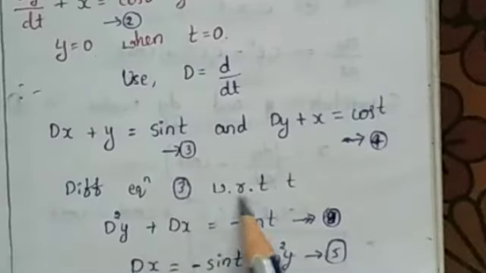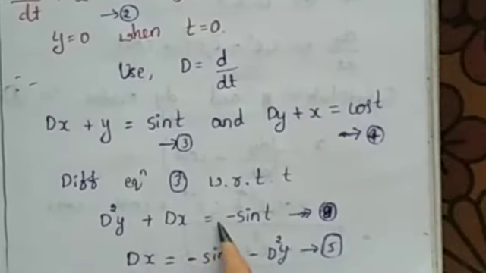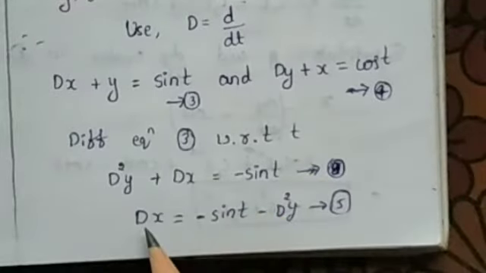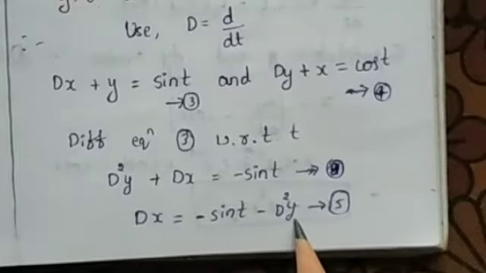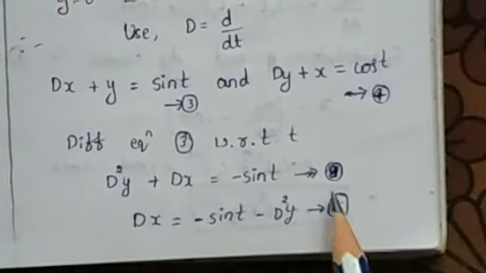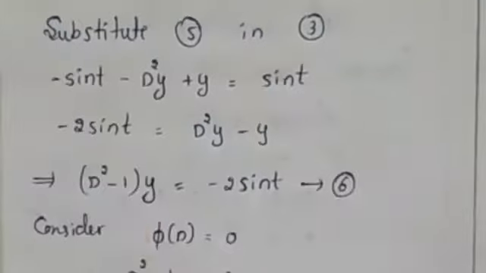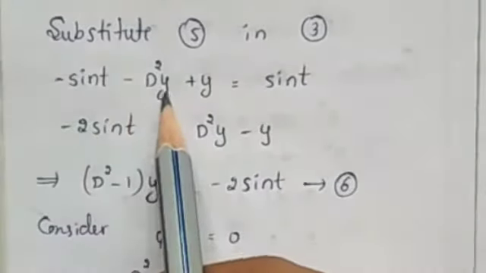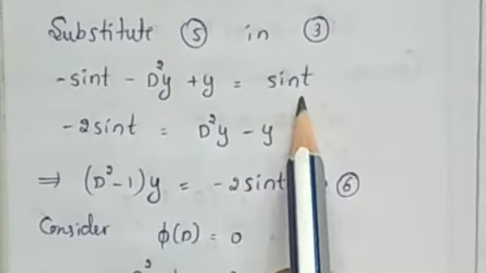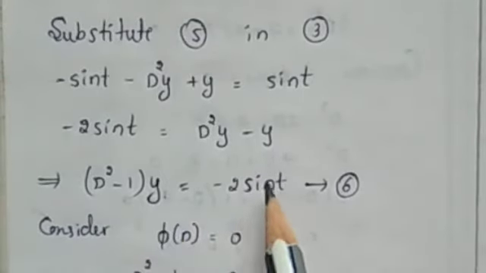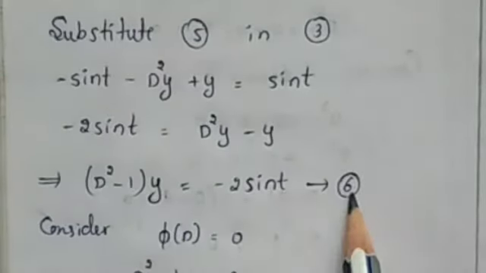Differentiate equation 3 with respect to t, you get D square y plus Dx which is equal to minus sin t. This can be written as Dx which is equal to minus sin t minus D square y. You call this equation number 5. Then substitute equation 5 in equation number 3. You get minus sin t minus D square y plus y which is equal to sin t. So you get D square minus 1 into y which is equal to minus 2 sin t. Let us consider this equation as equation number 6.